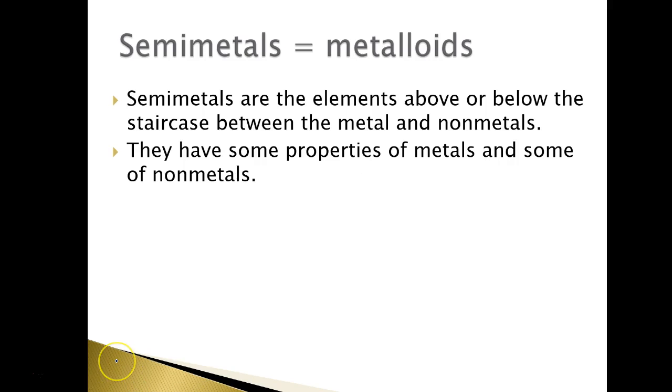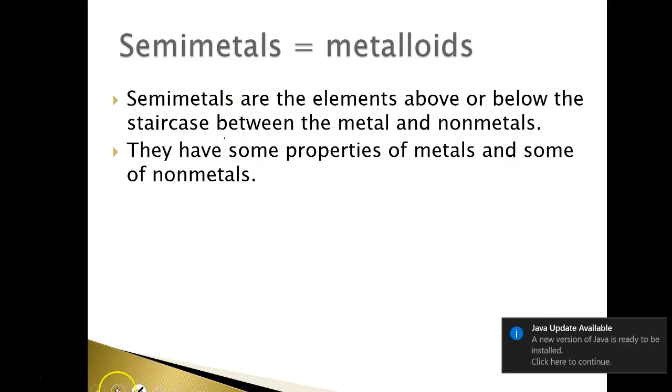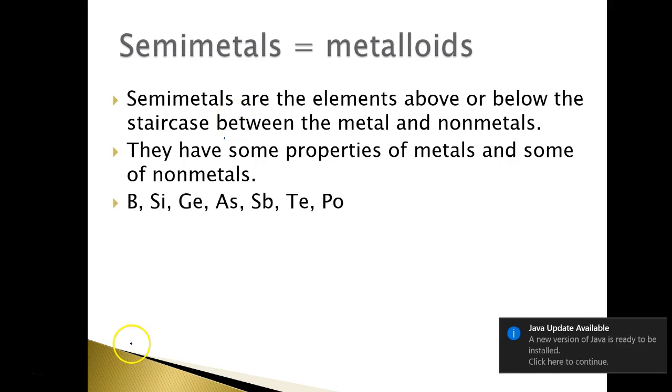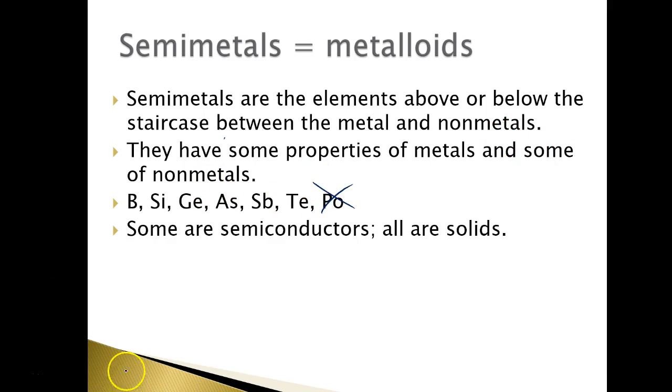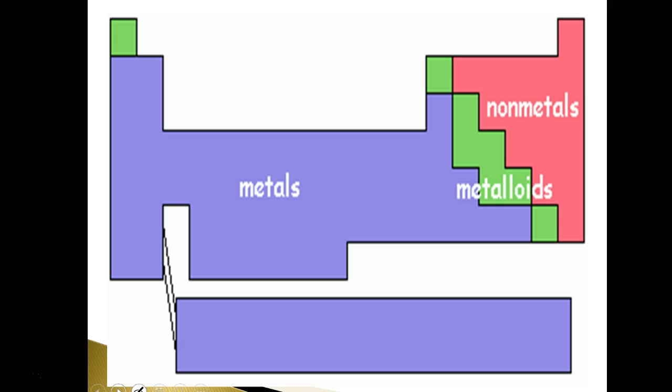Okay? Semi-metals are the elements above or below the staircase, but again, watch out for that aluminum. Aluminum is definitely a metal. They tend to have properties of metals and some of non-metals. Polonium is radioactive. No one really worries about it. Some are semiconductors. All of them are solids. So again, aluminum is right here. It definitely qualifies as a metal.